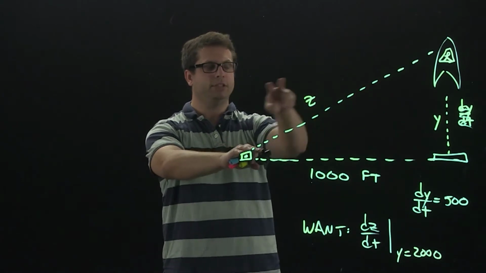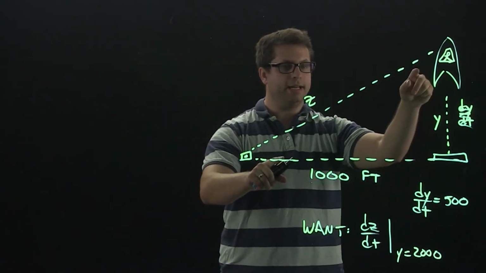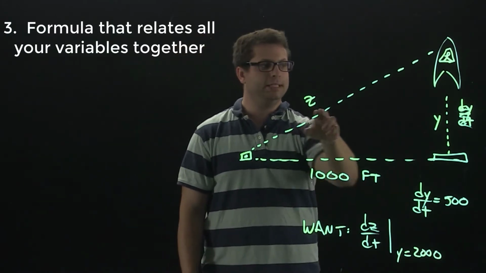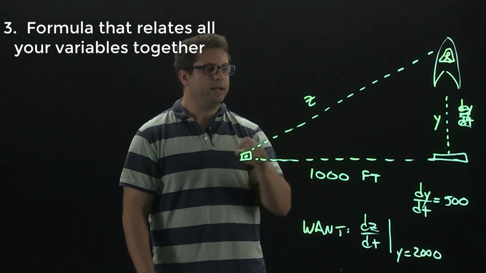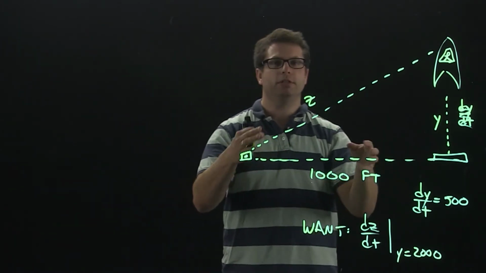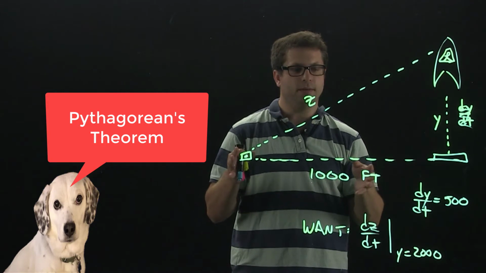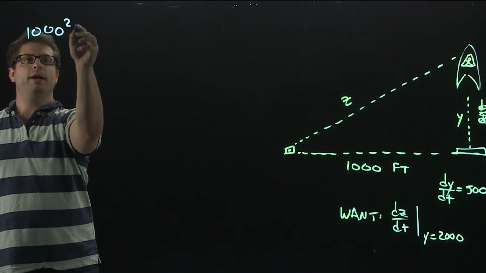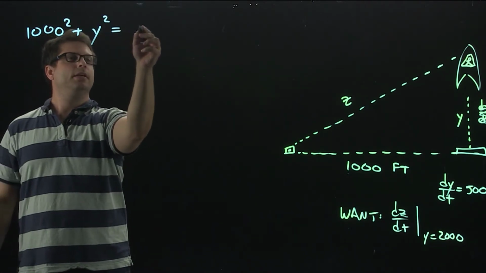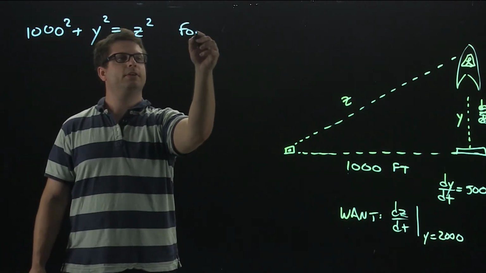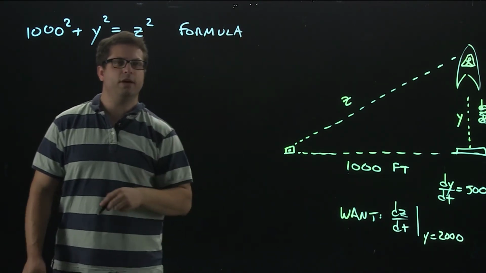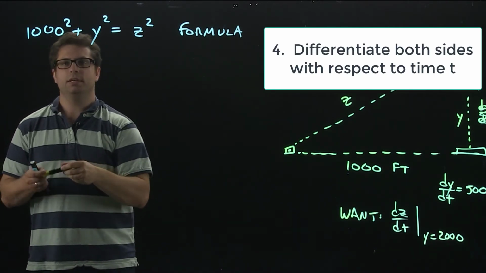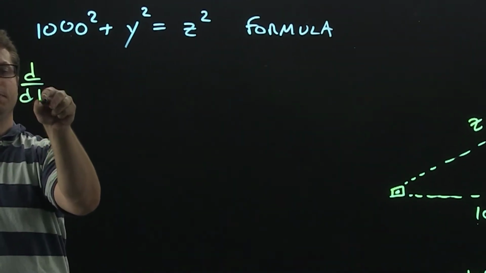Now what I have here is a right triangle, and I have my three sides. I need a formula that relates my variables z and y together. Since I just have the one triangle, I want to try the Pythagorean theorem. So we have 1,000 squared plus y squared is z squared. So here's the formula that's going to relate my variables together. The next step is to differentiate both sides, so we're going to take the derivative with respect to t.